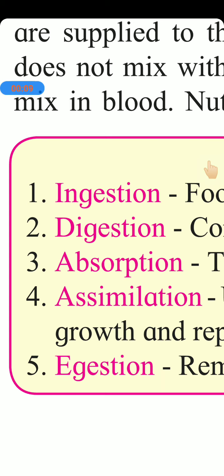Standard 7, Chapter number 4, Nutrition in Living Organisms. Today, we are going to start a new topic, that is nutrition in animals. In this, we are going to learn what is the need of nutrition, what is the mode of ingestion of food, and what's the use of it to the body.